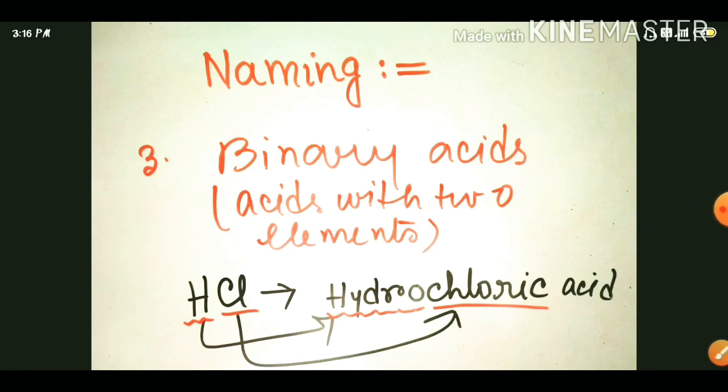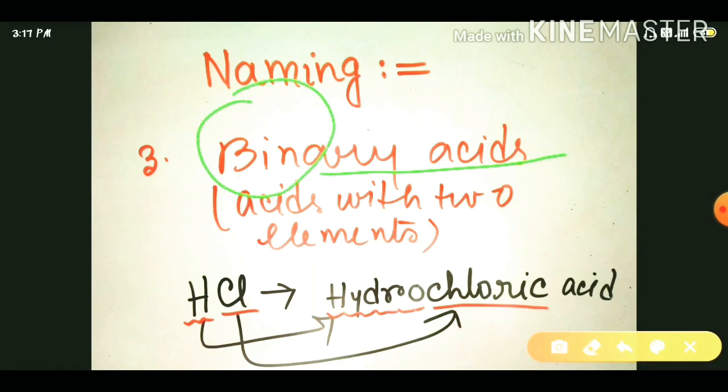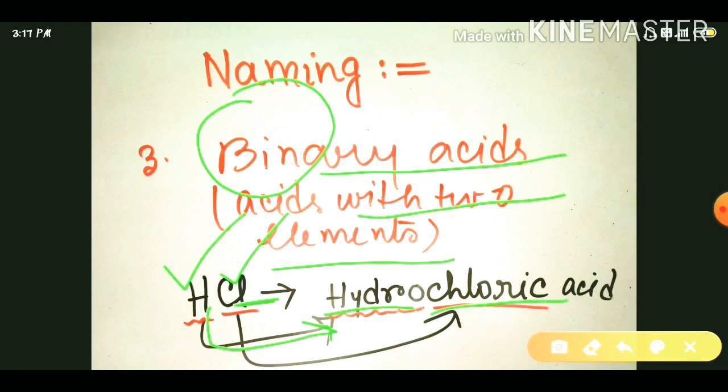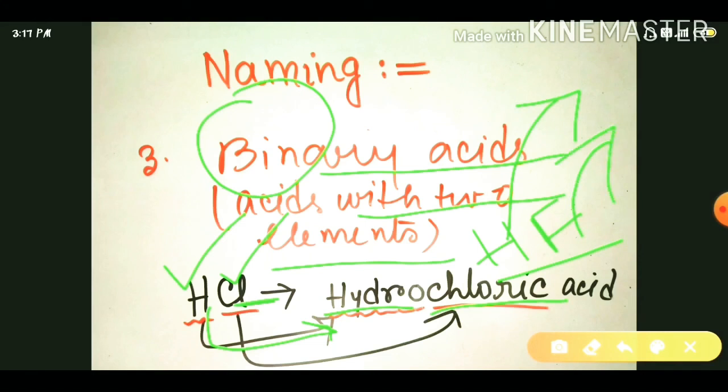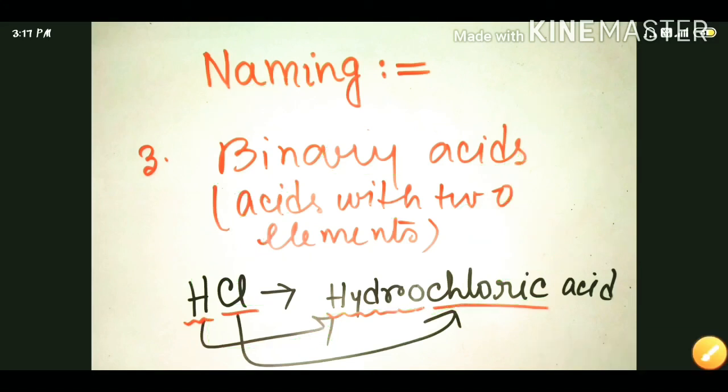Okay, let's see what the acids are. Actually, what is the naming of acids, right? For binary acids, binary means 2 atoms, 2 elements, right? Here hydrogen and chlorine, 2 atoms of 2 elements, right? For hydrogen hydro, and for chlorine chloric, so this is hydrochloric acid. Like HF, for H hydro, for F fluoric, hydrofluoric acid. Okay, understand?